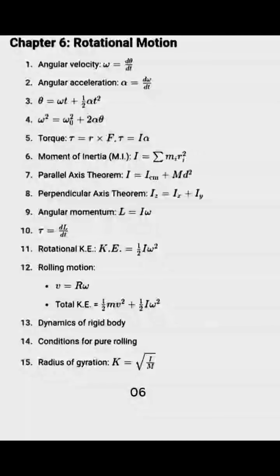And previously I have given a detailed video of this rotational motion, and there we will see the relationship between different rotational and linear motion quantities like angular velocity and angular acceleration, torque, moment of inertia, parallel axis theorem, perpendicular axis theorem, angular momentum, L is equal to I omega, rotational kinetic energy, rolling motion, total kinetic energy, dynamics of rigid body, conditions of pure rolling, radius of gyration, and all the terms and topics related to rotational motion we will cover in this chapter 6, rotational motion.